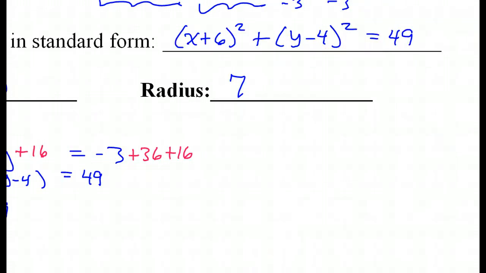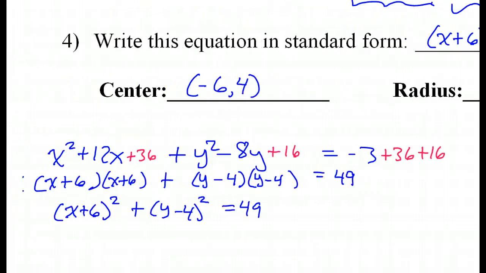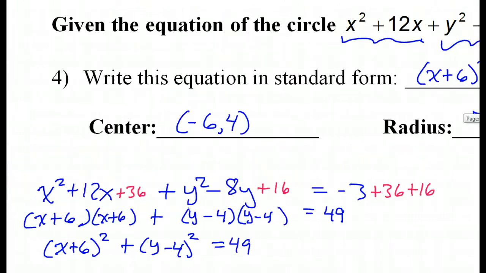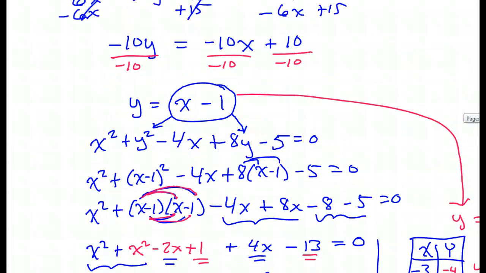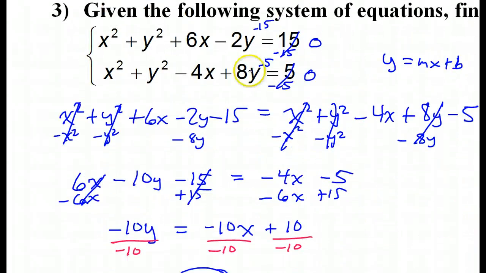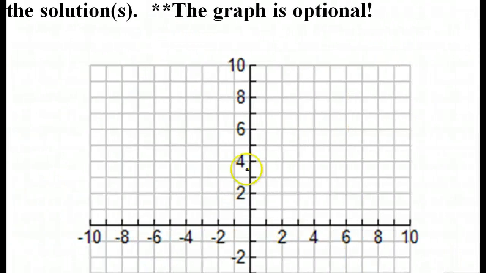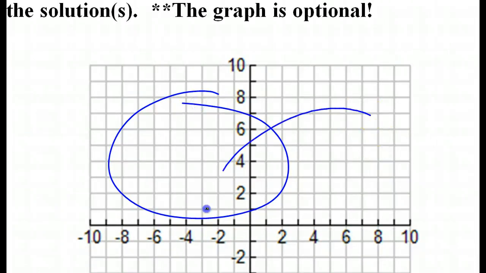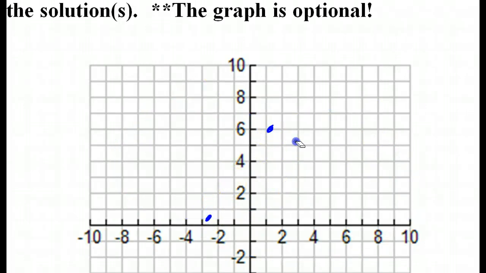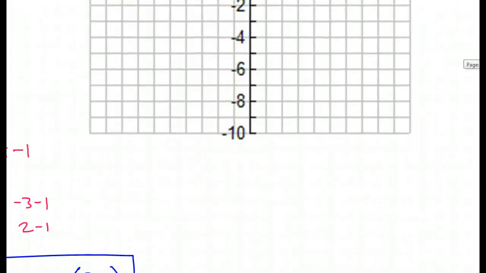And so if we did the same thing on the previous problem, if we did this process twice, we could come up with two equations in standard form where we'd know the radius and the center, and then we could graph those two circles and see wherever they met should be the solutions. But that's optional, and right now I'm going to opt not to do that.